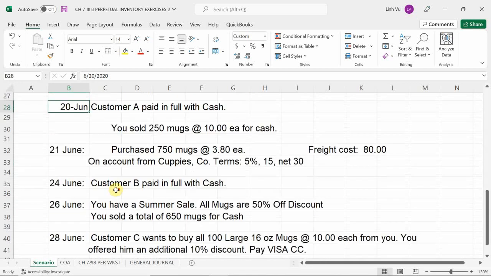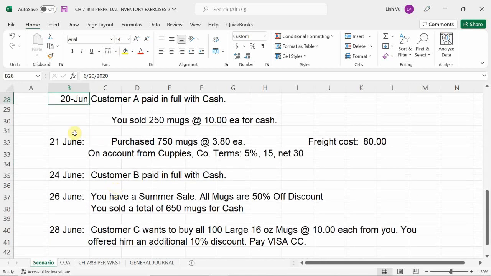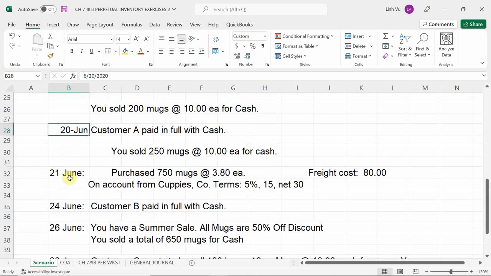Okay? And then last but not least, we made a purchase on the 21st of June. Looks like here we didn't make any returns or any adjustments to it. So we purchased 750 units at $3.80. And they also gave us terms again, 5% discount opportunity if we paid within 15 days. So in this case, did we make or miss the discount here?